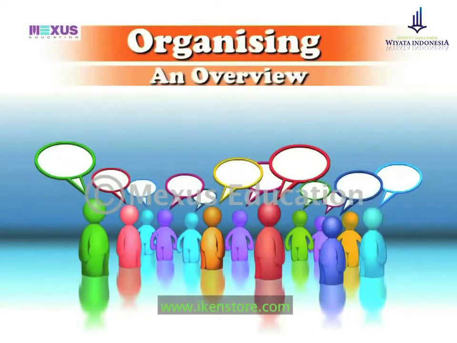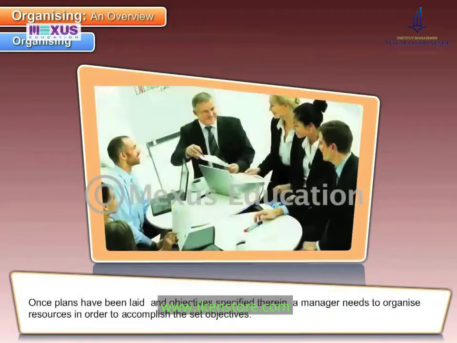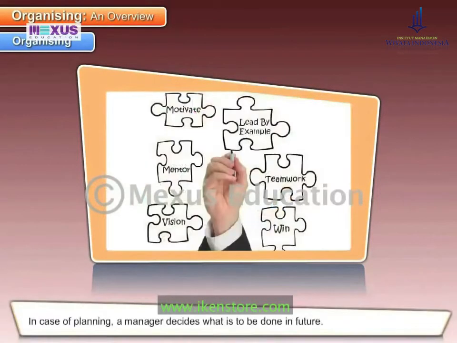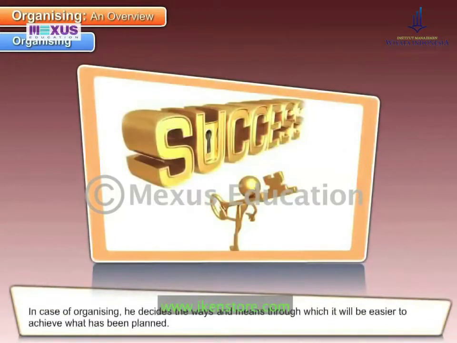Organizing. An overview. Once plans have been laid and objectives specified therein, a manager needs to organize resources in order to accomplish the set objectives. In case of planning, a manager decides what is to be done in future. In case of organizing, he decides the ways and means through which it will be easier to achieve what has been planned.